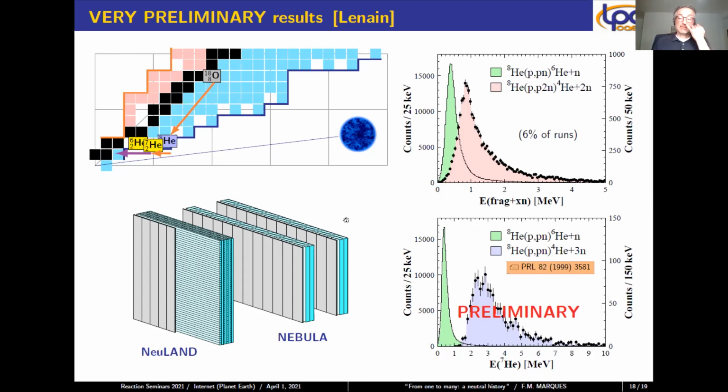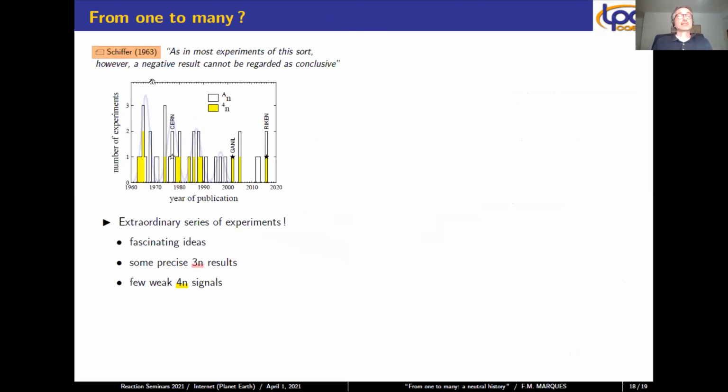And with this, I reached my summary. So I take this from the first paper I showed, the history review from 63. The sentence that they used in the conclusion: "As in most experiments of this sort, however, a negative result cannot be regarded as conclusive." Of course, what we are looking for is a positive result, but a conclusive one.